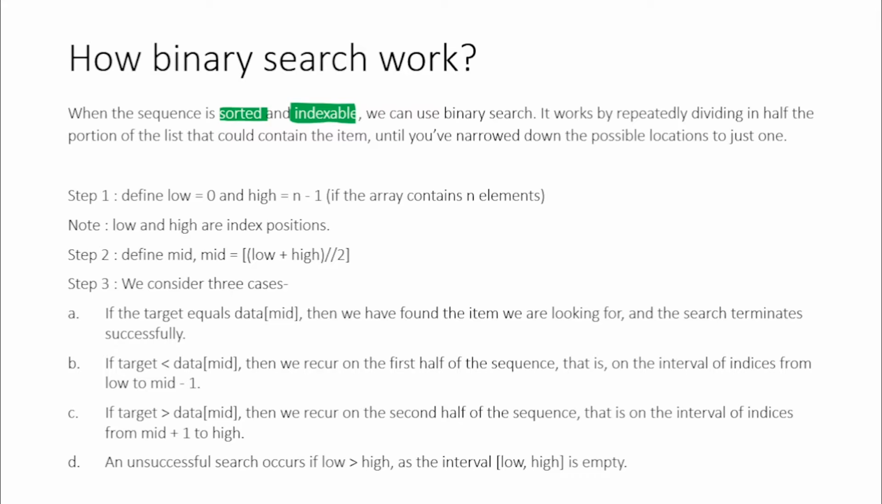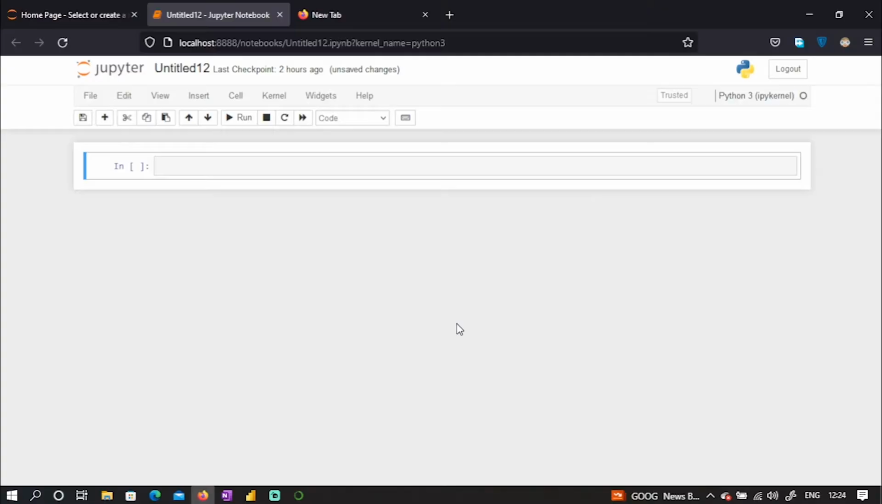Okay. So now let us open the Jupyter Notebook and see the Python implementation of binary search. So we have opened the Jupyter Notebook. So let's see how to write our code. At first I'll define a function called binary search, which will have 4 arguments or parameters that I'll pass on to the function. The first one is the data, the second one is the target, the third one is the lowest index position, and the fourth one is the highest index position.